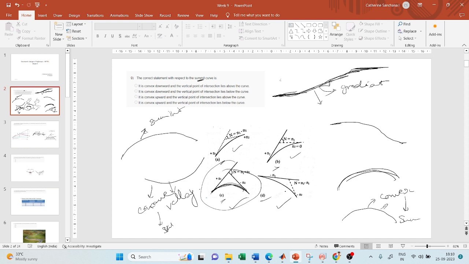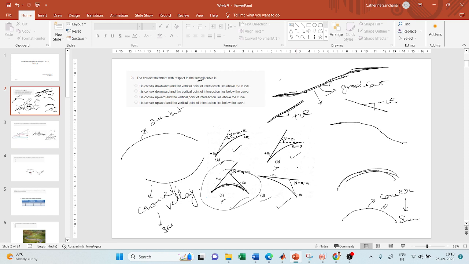But how will you identify if it is a summit curve or a valley curve? That is very simple. Now, I told you that this is an upward gradient, and so this will have a positive sign. And this is a downward gradient, and this will have a negative sign.